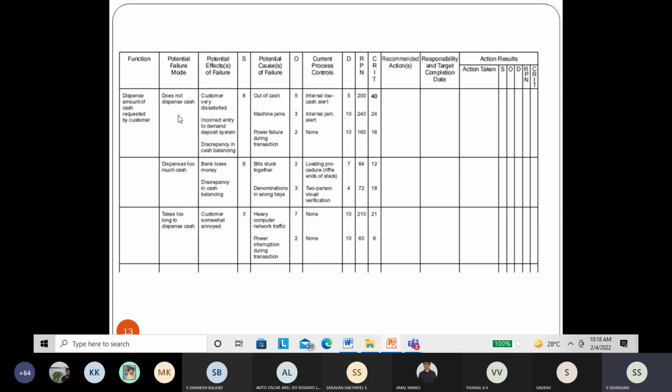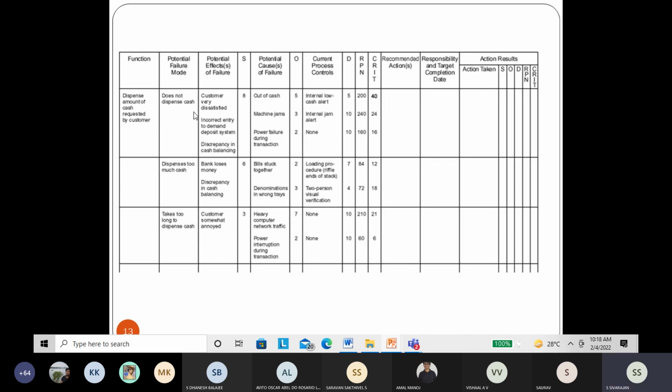If it is not dispensing the cash, an incorrect entry will come. That is the problem. Cash will not come, but the entry will be debited. Then discrepancy in cash balance, it's almost the same. Incorrect entry, cash balancing is not a problem, it's going to be a problem. So these are the effects. In all the cases, the severity is given some number, 8.